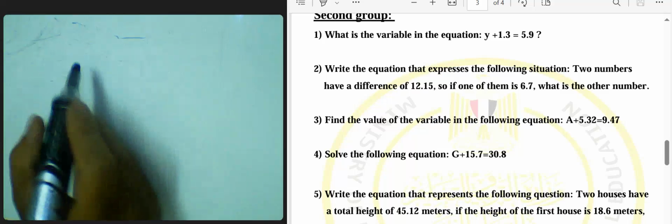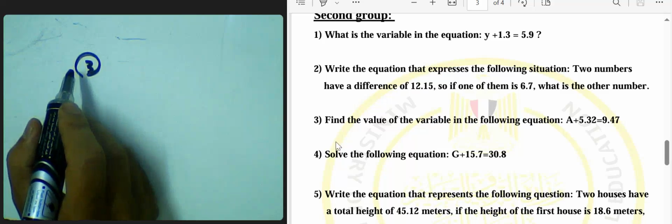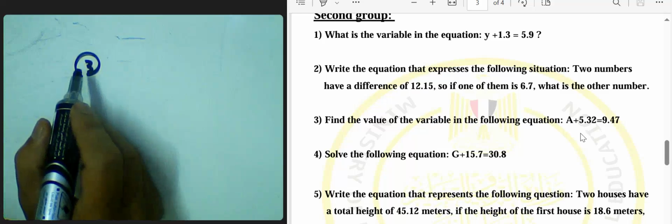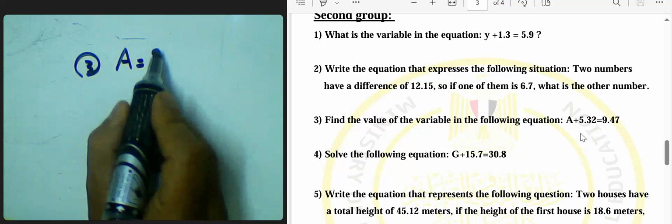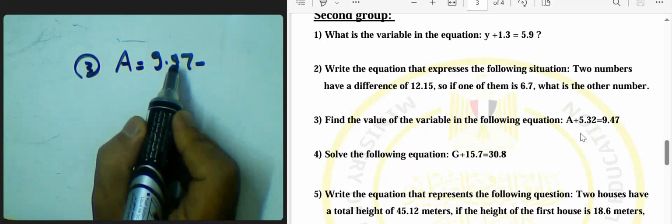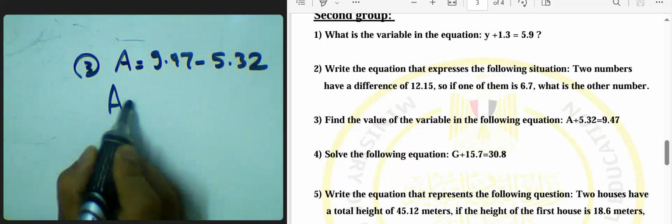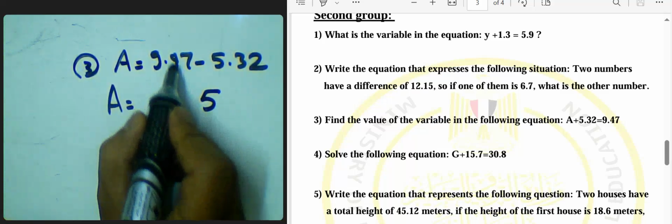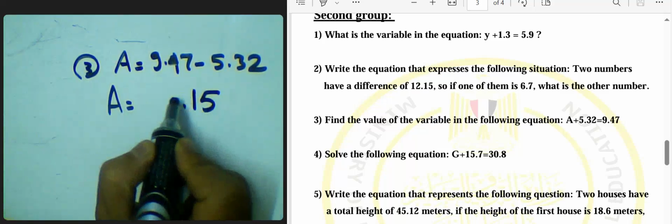Next question. Number 3. Find the value of the verbal equation. To find it, say minus, kids, subtract them from each other. So I write 9.47 subtract by 5.32. The value of a equals 7 minus 2, and we have here 4 minus 3 is 1, and 9 minus 5 will be 4.